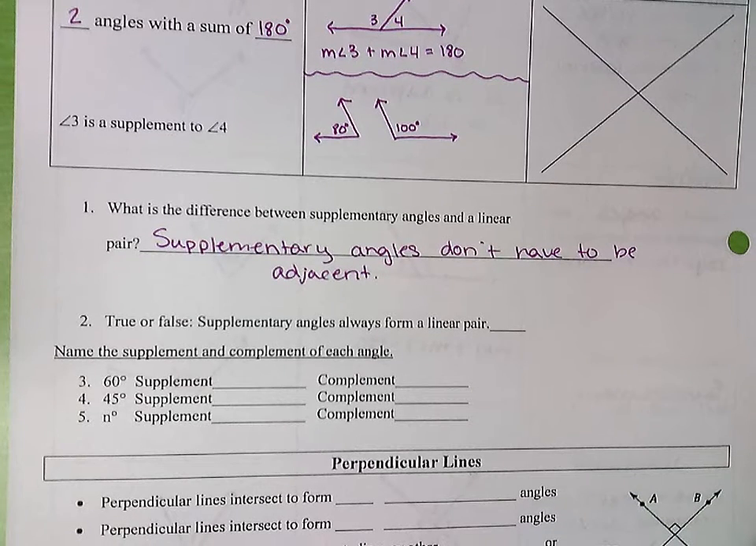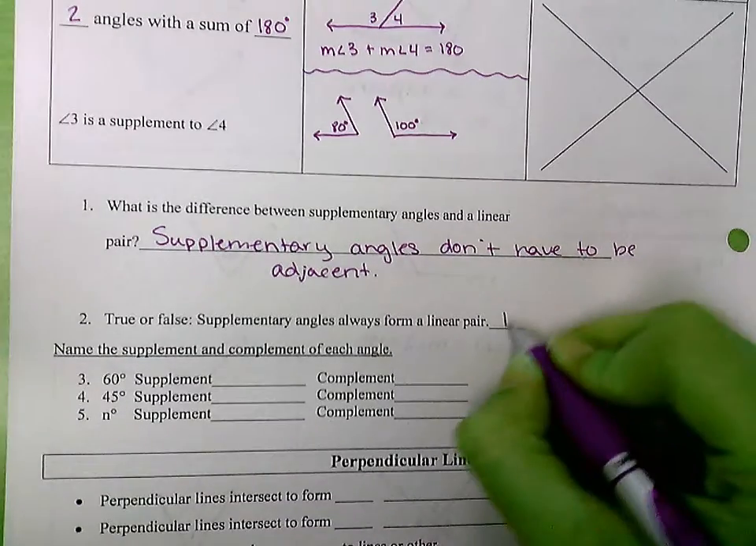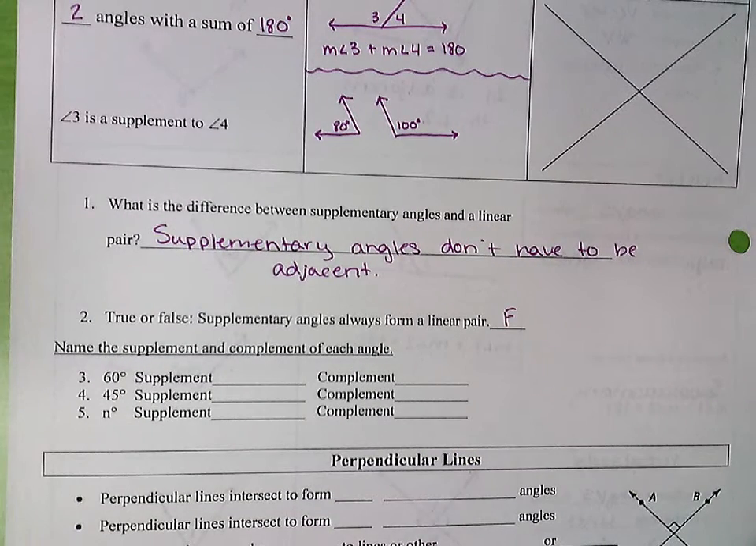Number 2, true or false? Supplementary angles always form a linear pair. Is that true or false? Anybody want to give me a guess? False. Yes, false. A linear pair is always a supplementary angle, but supplementary angles aren't always linear pairs. That goes back to the supplementary angles don't have to be adjacent piece from question 1.